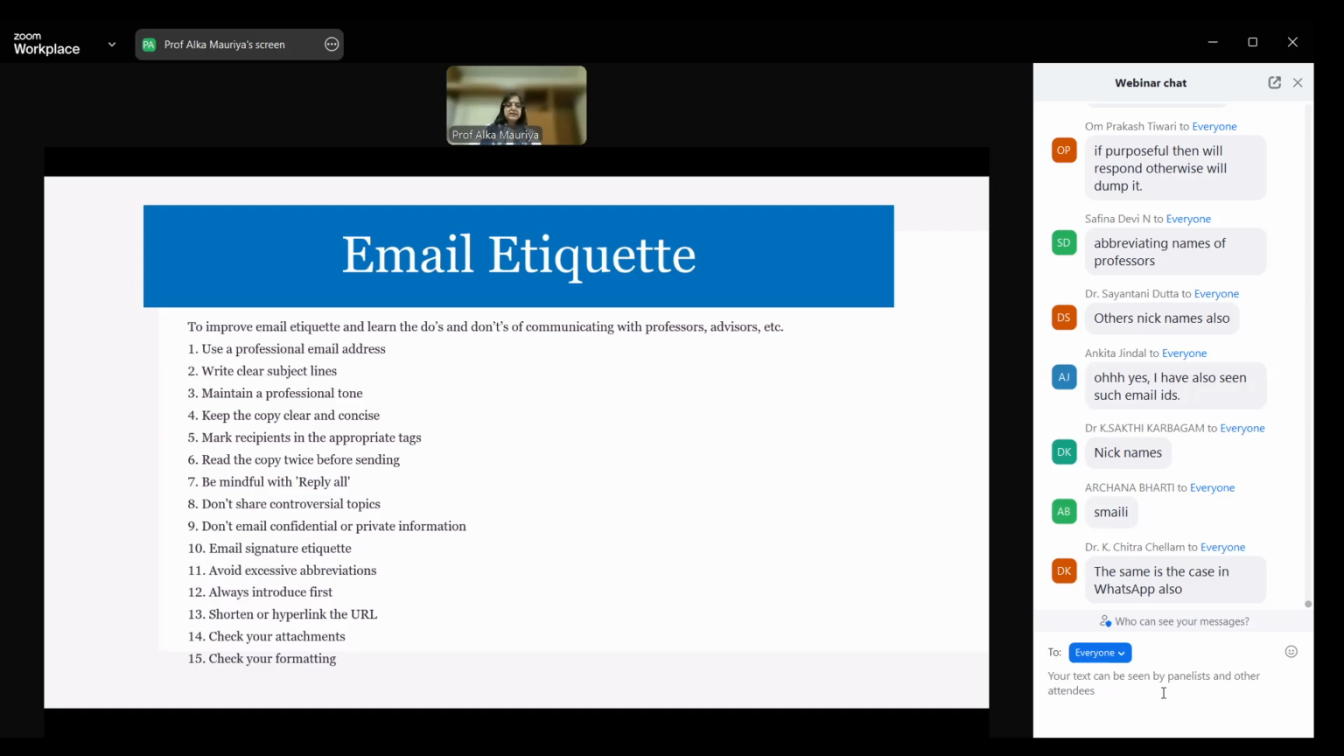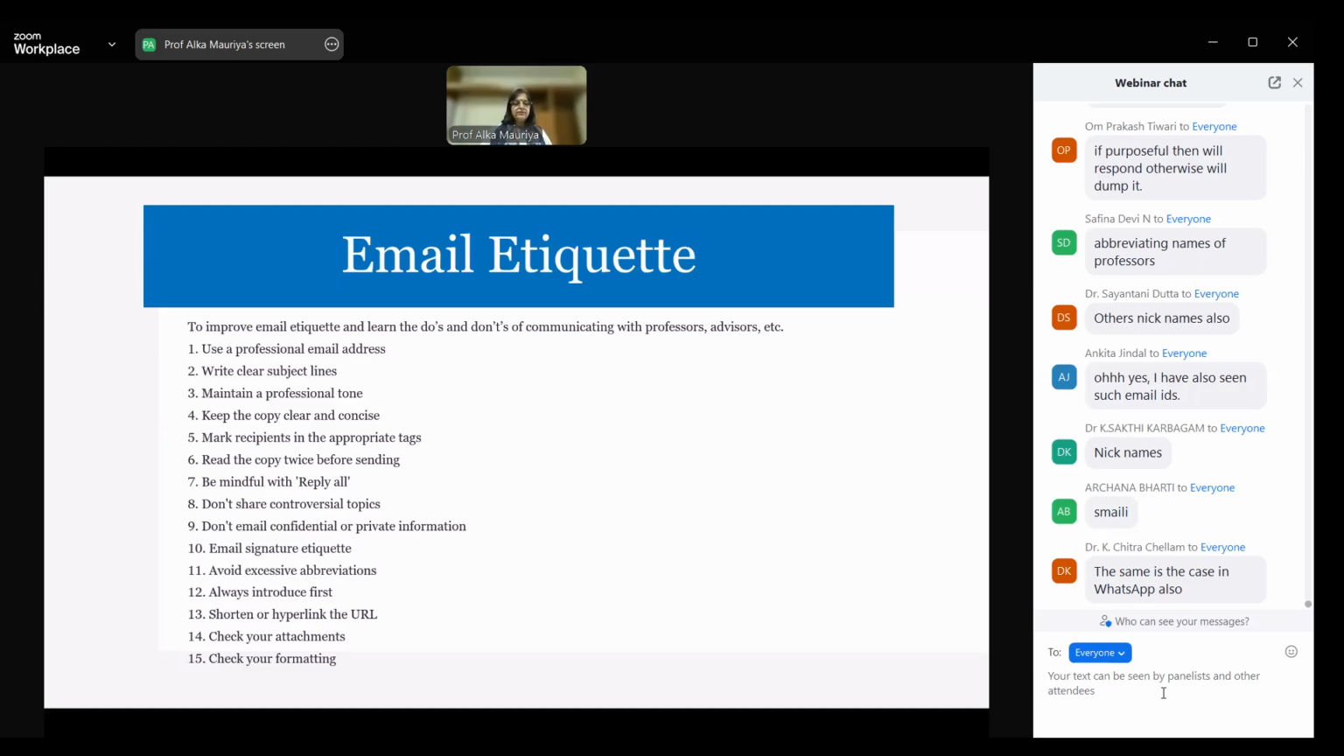Then keep the copy clear and concise. All of you touched upon that. Mark recipients in the appropriate tag. Read it twice before sending. Other important pointers, who you want to reply to. At times, maybe a very frustrated employee has written a mail to the HOD and has put all the faculty members in CC, which was not required. And when the emails are being exchanged, the other person also is hitting reply all. And then it becomes more of a mockery rather than addressing a particular situation.